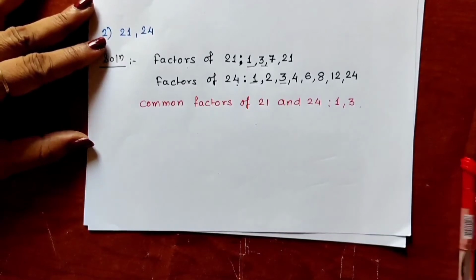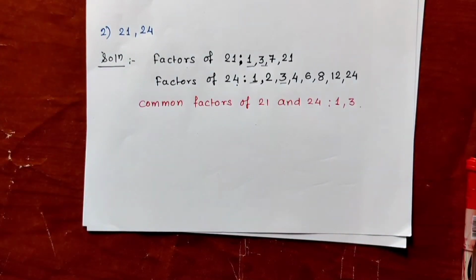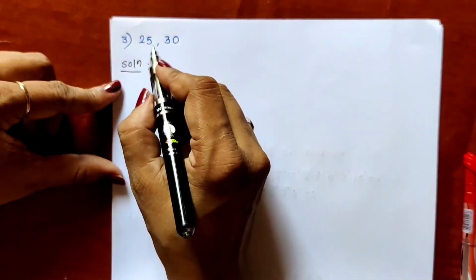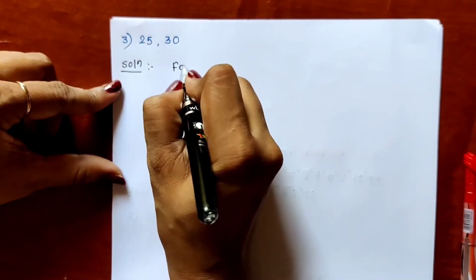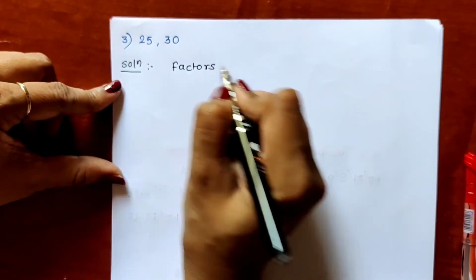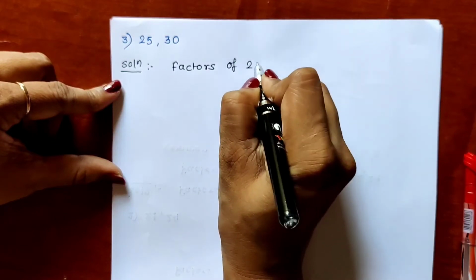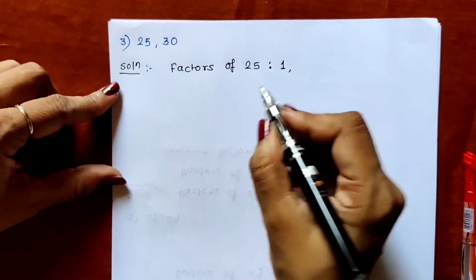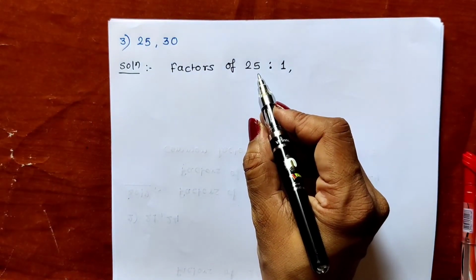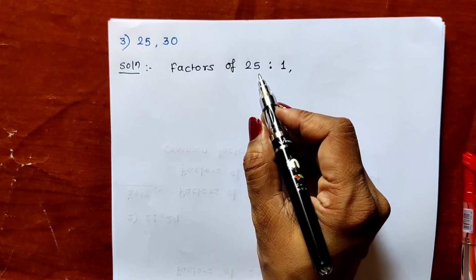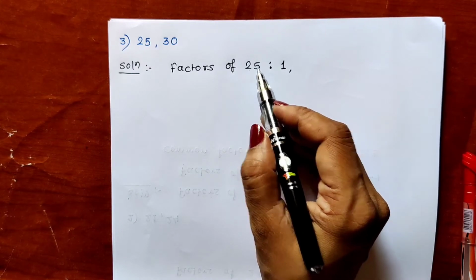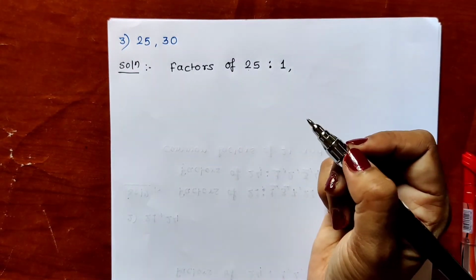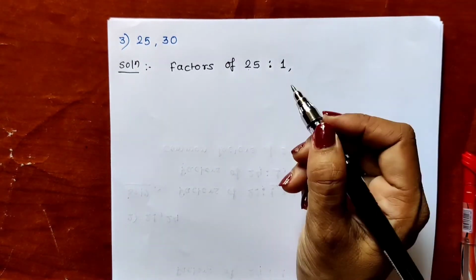Now let us solve the next sum. Next one is 25 and 30. So let us first write the factors of 25. As we all know, 1 is the factor. Is it divisible by 2? No, because 5 is in the unit place. Is it divisible by 3? Let us check. 2 plus 5 is 7. 7 is not in the table of 3. So 25 is not divisible by 3.